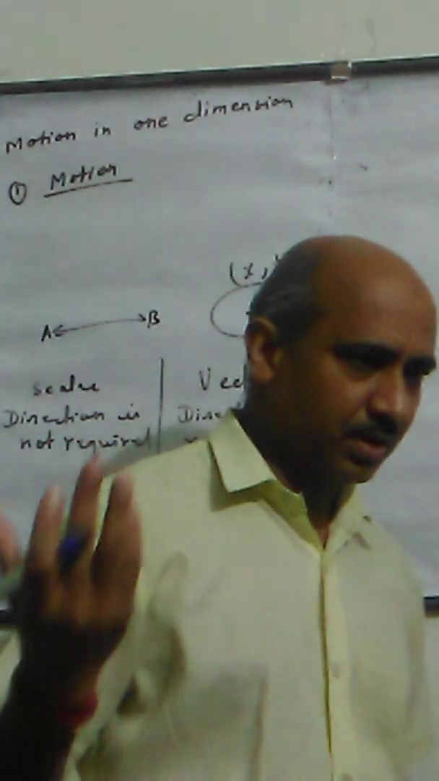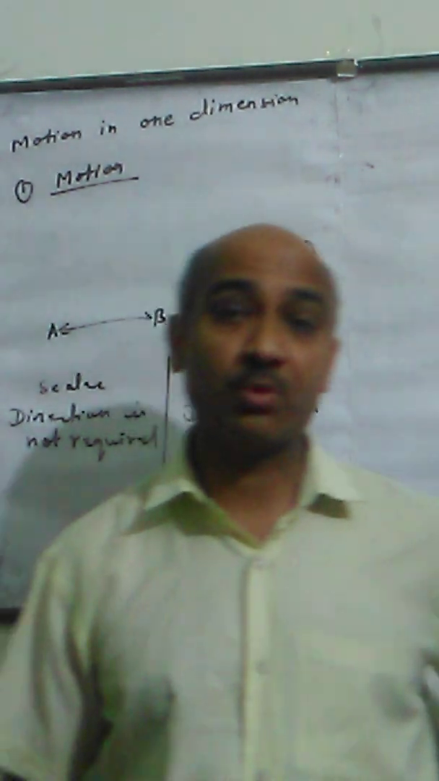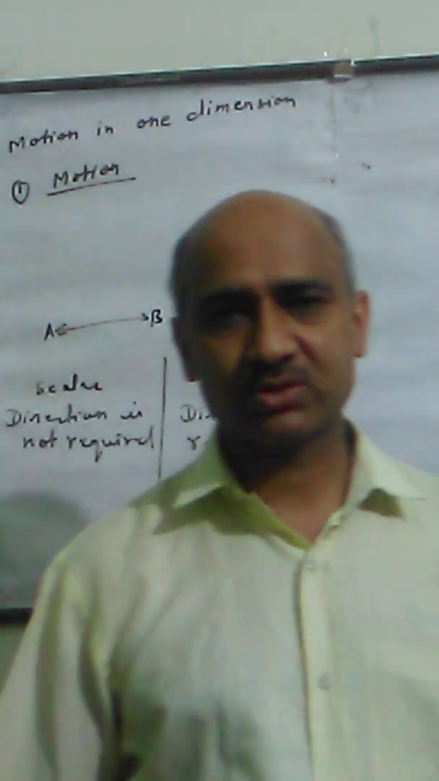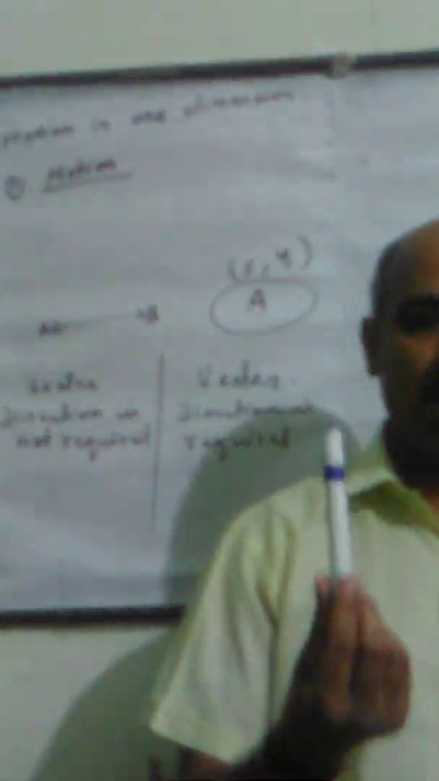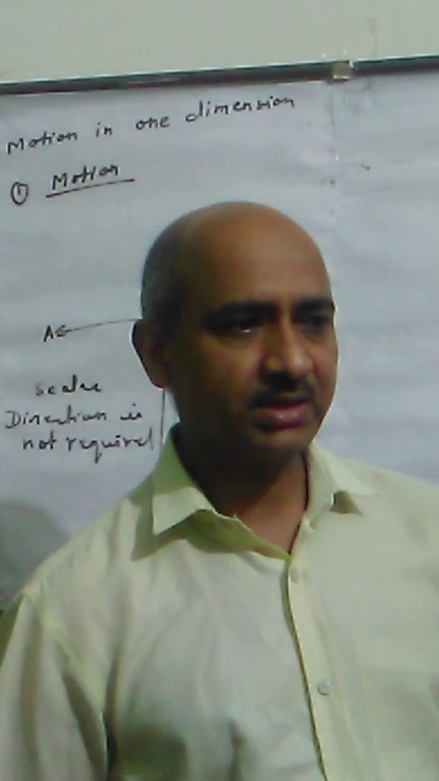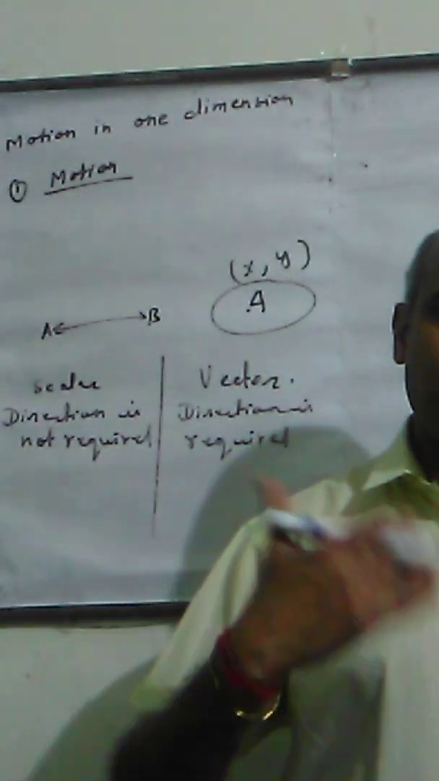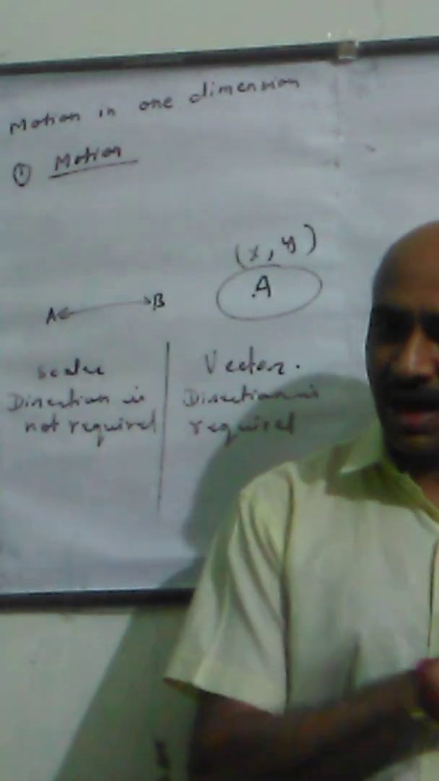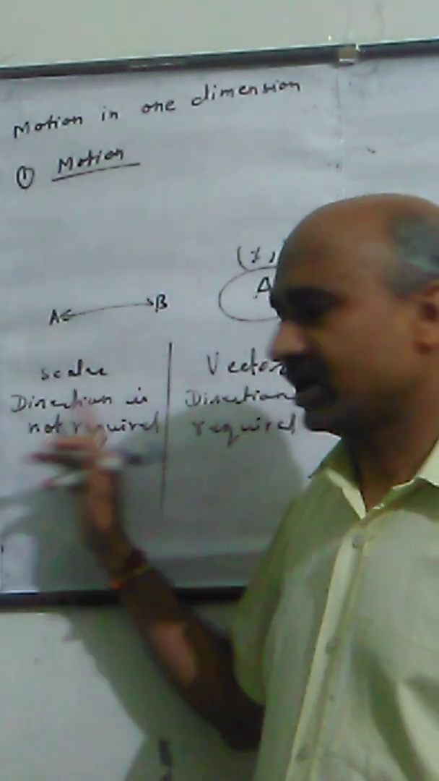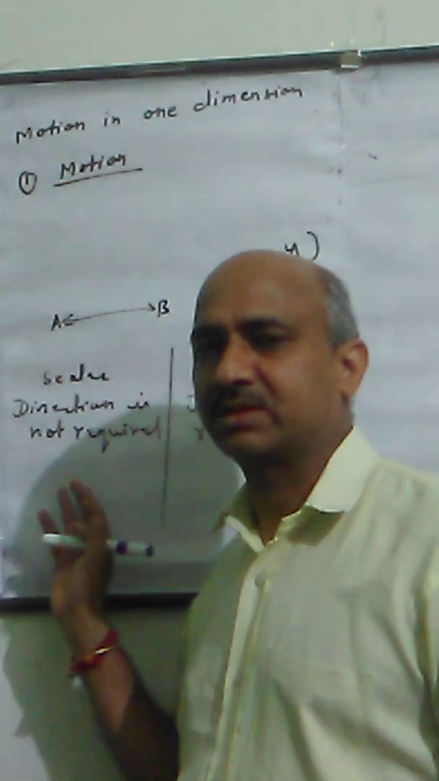There are some physical quantities in physics in which direction is not required. Suppose I say that the mass of this marker is 10 grams. No need to mention the direction, I only say that the mass of this marker is 10 grams. Suppose I say the mass of the book in front of you is 10 kg, or 100 grams, or 200 grams. In that case, direction is not required. So you can say that a quantity is a scalar quantity where direction is not required to specify it.